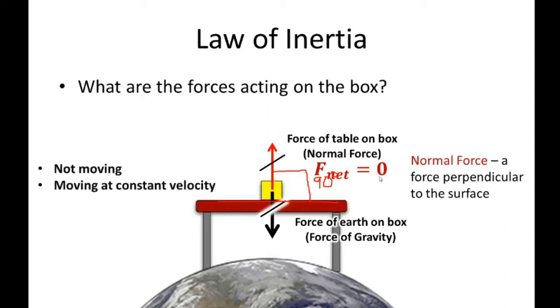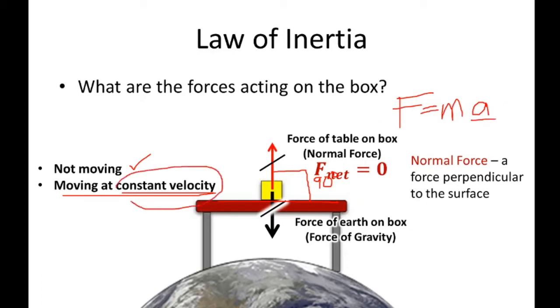Now, if the net force is zero, there are two things that can happen. The object will not be moving at all, or the object will be moving but at constant velocity, because force is equal to mass times acceleration. If there is no net force, then there is no acceleration. If there is no acceleration, you would expect that the velocity is constant.